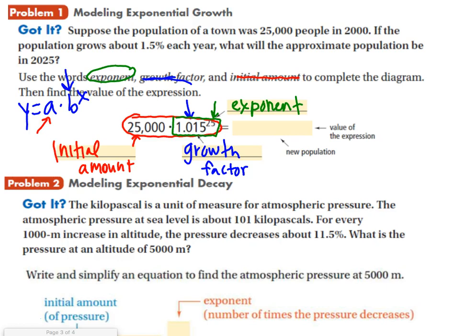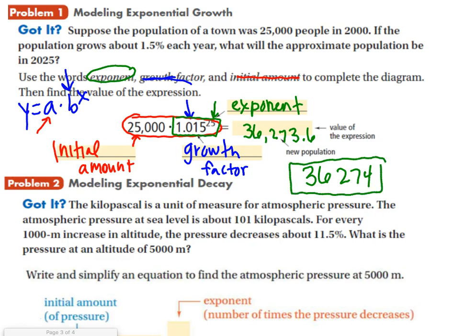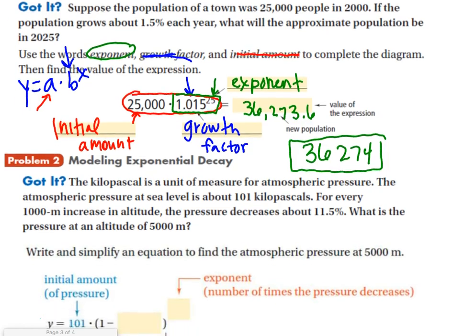And then we'd find that the population is now 36,273.6. Well, you can't have 0.6 of a person, so I would write 36,274. Always round up, right? Positives. So that's our new population. So in 25 years, we really didn't grow that much, only like 11,000 people. Okay? Let's try another one here. If you didn't get that, or if you're totally confused, work with me. We're not done yet. We'll keep practicing.